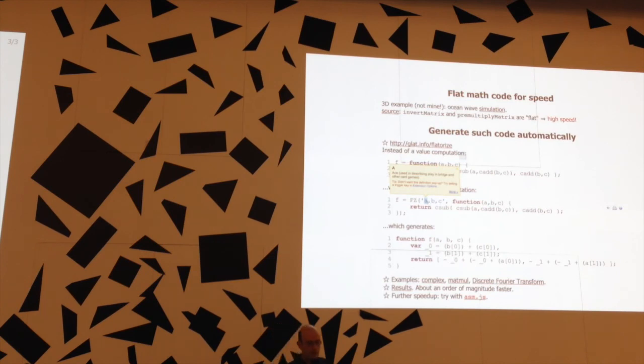Now, the question about ASM.js, I guess it comes to my last point. I guess the point would be to try the original version with ASM.js, with the recursive calls, and the flat version also with ASM.js. That would be a good idea, yes.